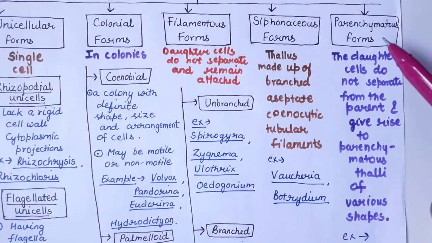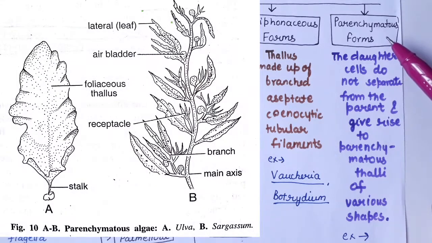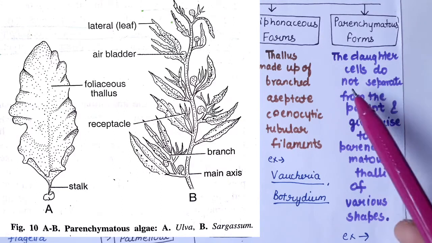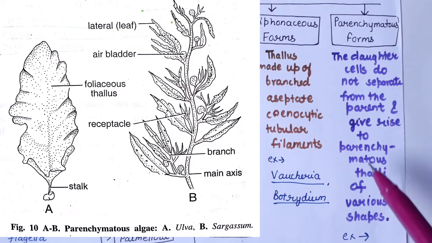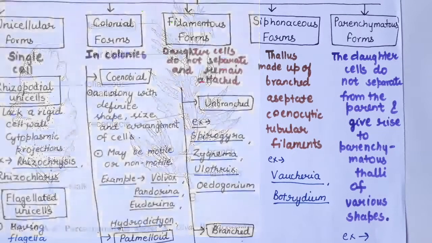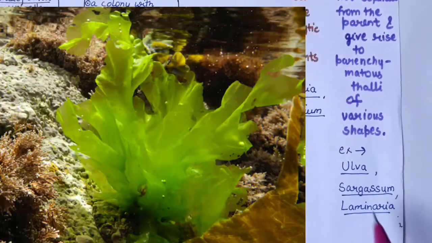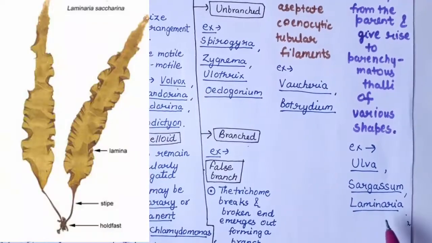And the last category of thallus organization in algae is parenchymatous form. In this case, what happens? The daughter cells do not separate from the parent and they give rise to parenchymatous thalli of various shapes. Examples here are Ulva, Sargassum and Laminaria.